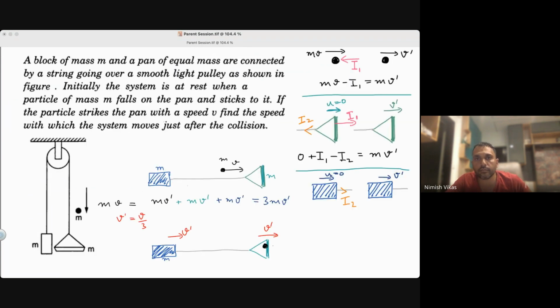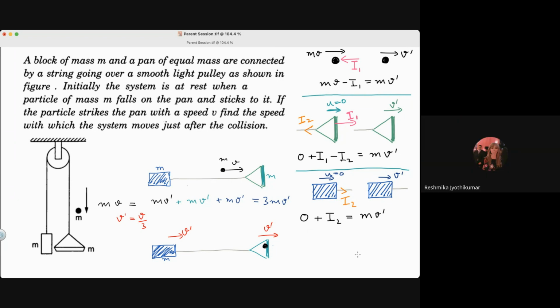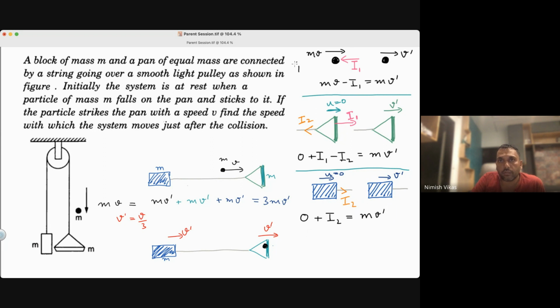So what do we write? Initial momentum 0, then impulse, giving it forward motion or backward motion? Forward motion, I2 is equal to final momentum. How much is that? mv dash. Now if we add the three equations, equation number 1, 2, and 3, what do we get? Minus I1 plus I1 gets cancelled from 1 and 2, then minus I2 plus I2 gets cancelled. So ultimately we get mv is equal to 3mv dash, right?